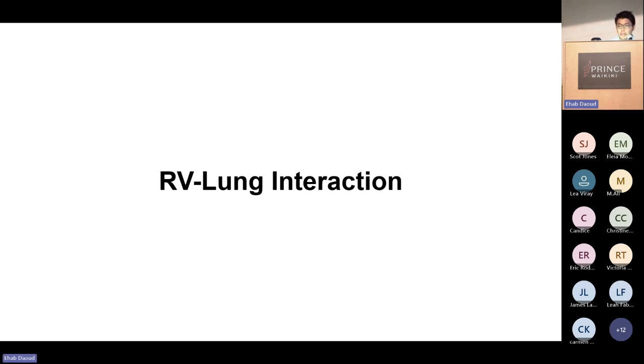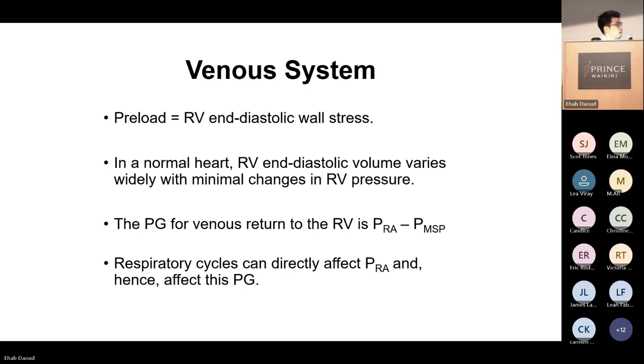So before going into the interaction itself, we have to think about what the venous system is. And for RV, the preload is RV end-diastolic wall stress. So in a normal heart, because the RV system is a highly compliant, low pressure system, RV end-diastolic volume varies very widely without changing RV pressure. This is a normal heart.